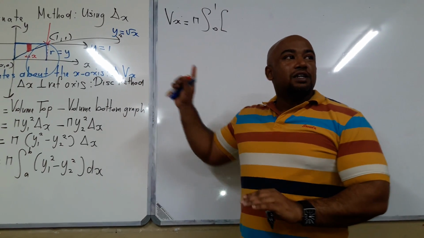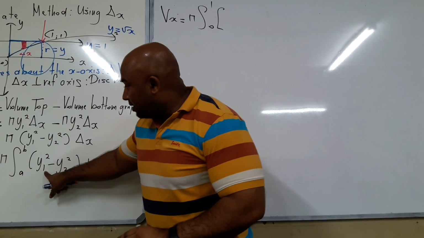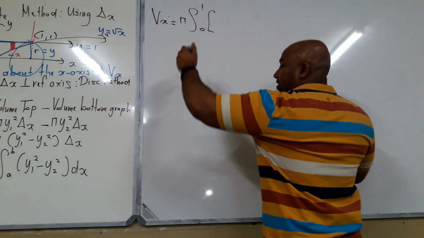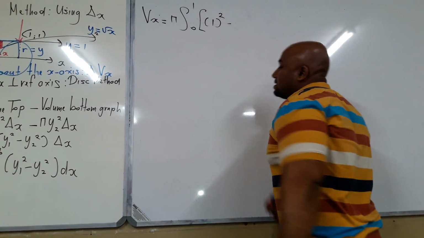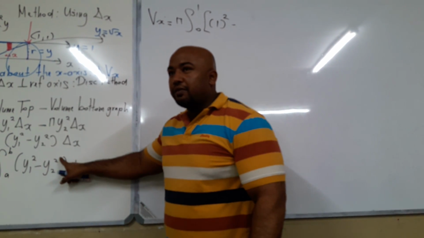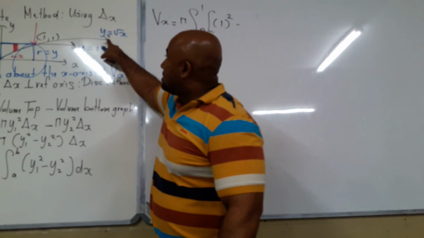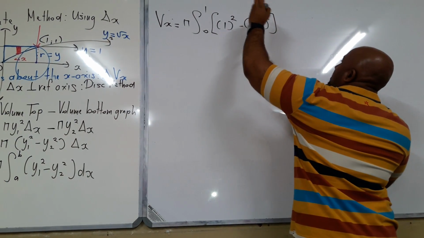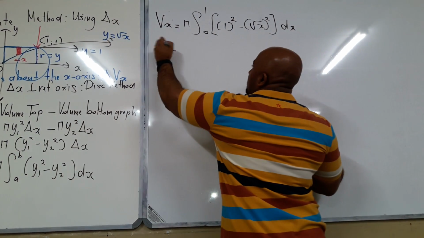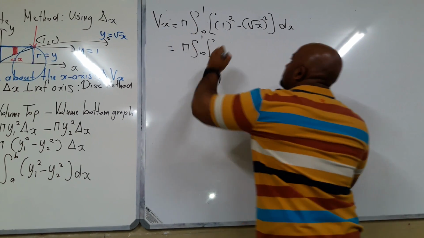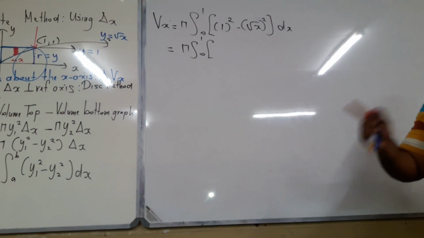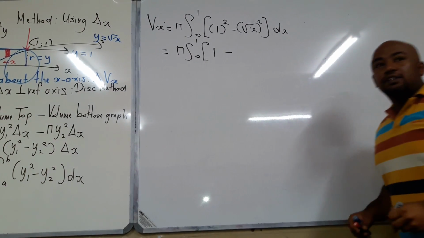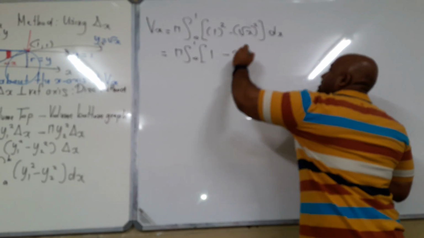We need to get y in terms of x. So this is y1. What is y1? Y1 is just 1. So therefore it's going to be 1 squared minus y2 squared. What is y2? Y2 is equal to the square root of x. So that is the square root of x all squared dx. So now, obviously we need to simplify first and integrate second. 1 squared will give us 1. The square root of x squared, that is just x.